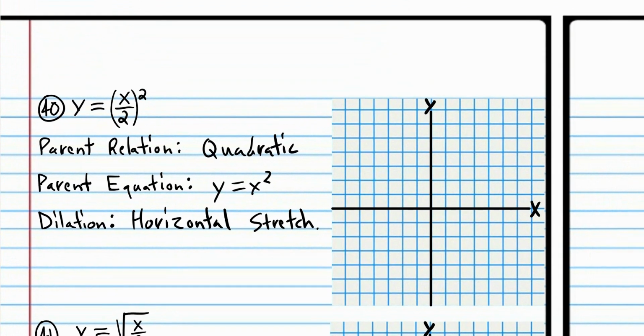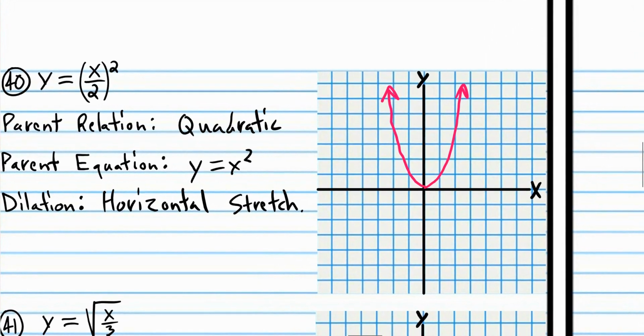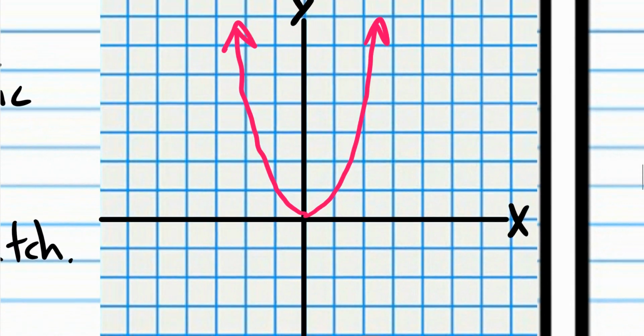So this equation looks like so. But we're dividing x, so that means instead of dividing all the x values by 2, we're going to multiply all the x values by 2. So this x value is 2. Actually, that should be up here. This is 2. So we multiply that by 2, and we get an x value of 4.